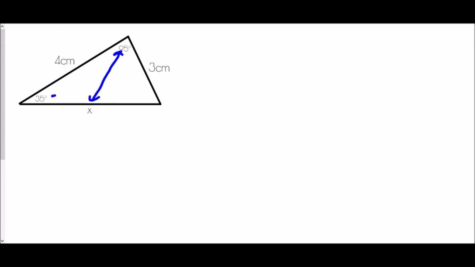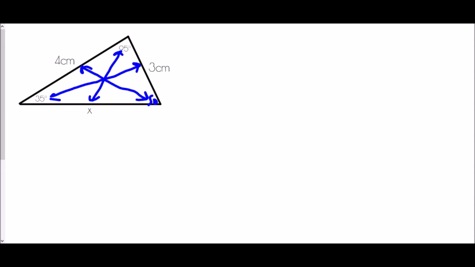Can we match a side with an angle? Well, 3 centimetres would match with 35 degrees. And can we match a side with an angle? Well, 4 centimetres has no angle to match with it. But if we really wanted to, we could actually work out that angle, because we always know that the angles in those triangles must add up to 180. So 95 plus 35 would be 130. So that one would be 50 degrees. And so with that, we've actually now shown we've got the full set of A, B and C.